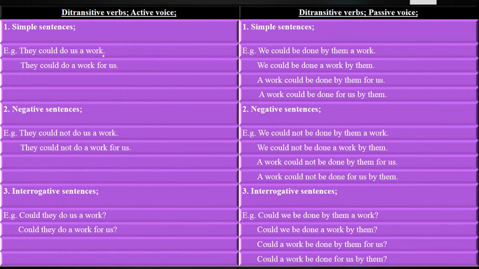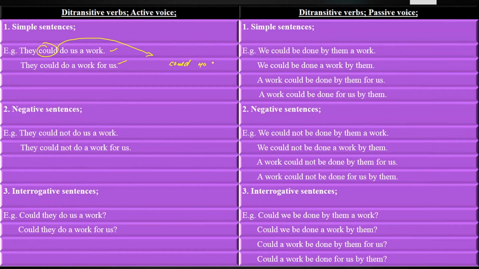There are two ways in active voice. How? Like I say, they could do us a work, they could do a work for us. These are the two ways to change them into passive voice, and we are going to change it with our modal auxiliary verb could. Could is the modal auxiliary verb in secondary level.